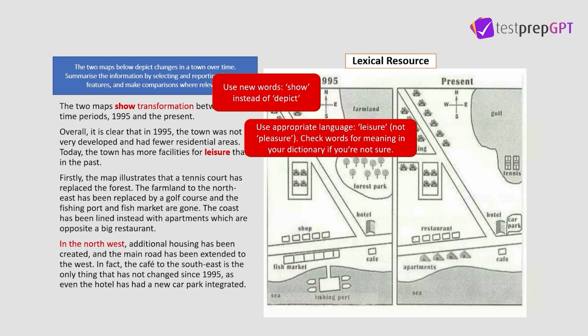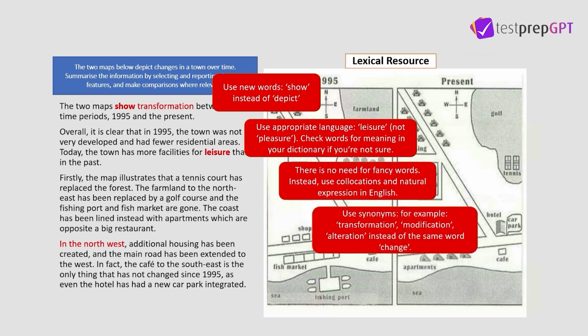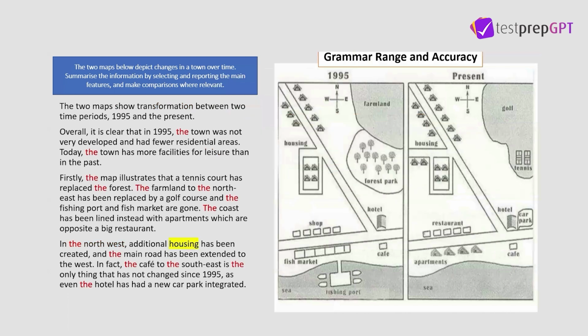And that's why it's important to practice in advance so that you're using the right words that are used in a native English-speaking country. You don't have to use a lot of fancy words or long words. You just need to use natural expression, natural collocation. And then synonyms: instead of repeating yourself, try new words. So for example, instead of the word change, you could use the word transformation, modification, alteration. English has a vast range of synonyms, so use them.